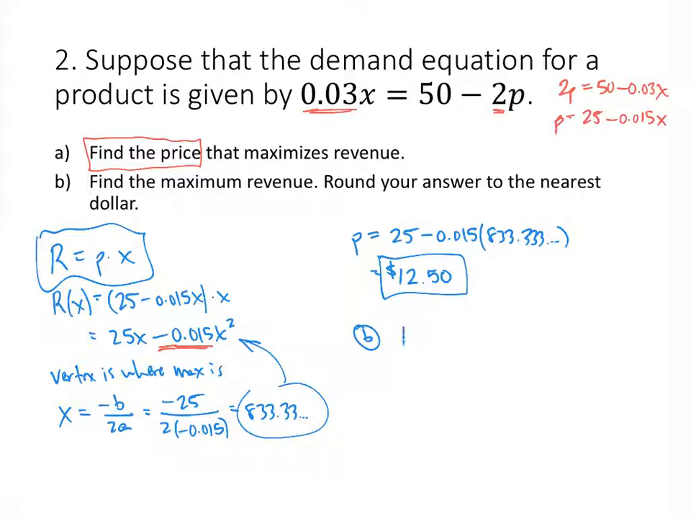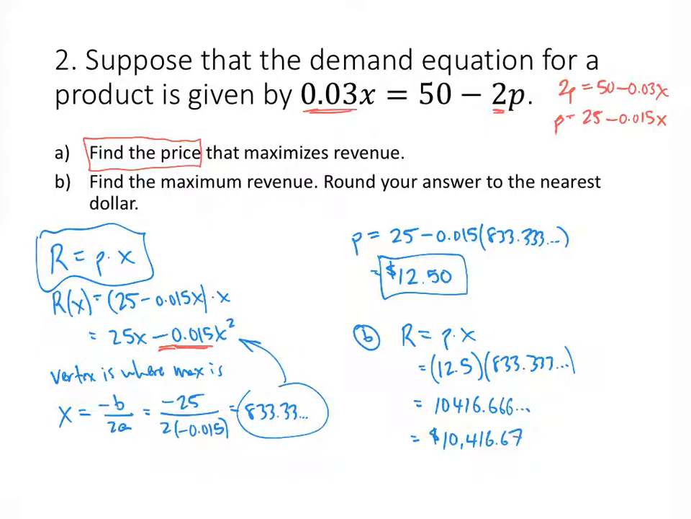So for part B, revenue is price times quantity. My price is 12.5. My quantity is 833.33 repeating. Again, on my calculator, that's going to work out to be 10,416.666 repeating. Again, this is revenue, which is dollars, so that's going to be rounded to 2 decimal places, $10,416.67. So there's my answer to part A, and there's my answer to part B.